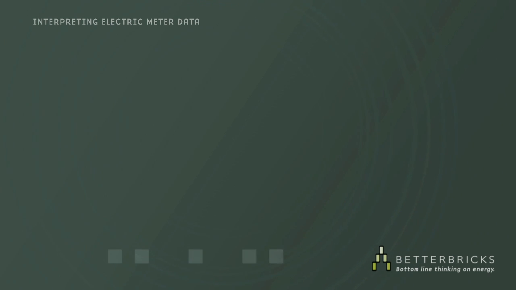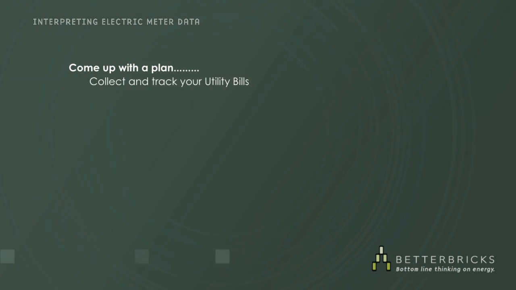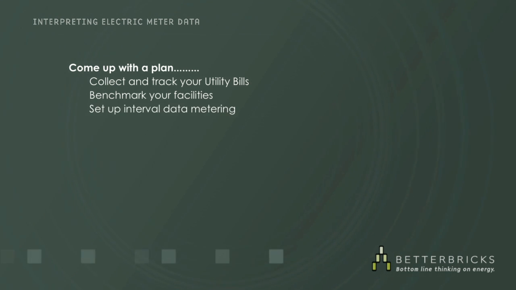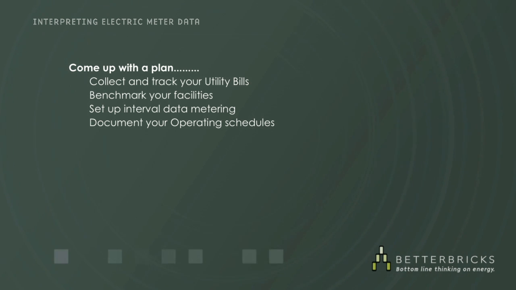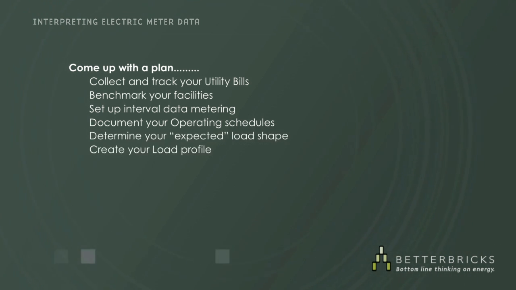So hopefully now you've gone through all 5 parts of the Interpreting Electric Meter Data training series. So remember, the steps to success that we talked about are coming up with a plan, collecting and tracking your utility bills, benchmarking your facilities, setting up interval data metering on the facilities that it makes sense to do, document your operating schedules, figure out what your expected load shape should look like, creating a load profile, and reviewing it along with your utility bills.